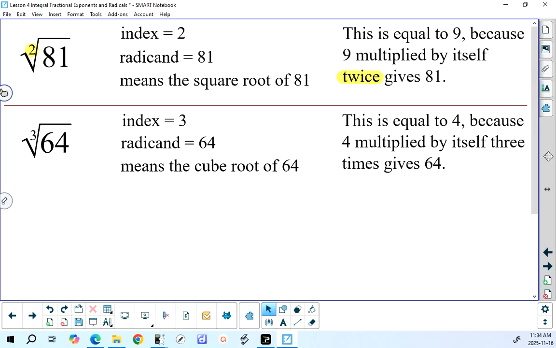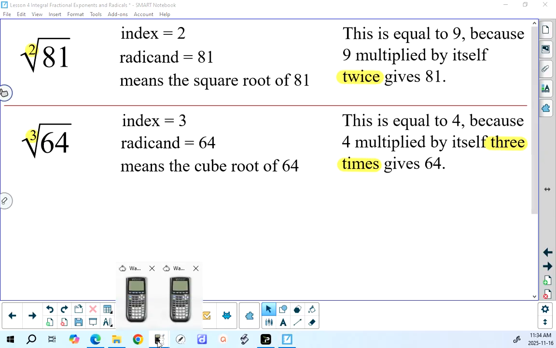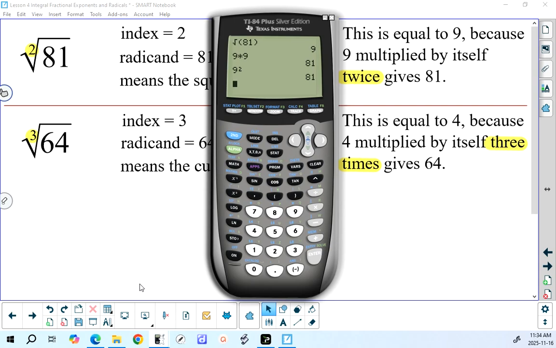The number 4 is the cube root of 64 because 4 multiplied by itself 3 times gives you 64. So again, it's the index which tells you how many times you have to multiply the mystery number by. I could show that to you on your calculator. I could say 4 times 4 times 4. That gives me 64. I could say 4 cubed gives me 64. So the cube root of 64 is 4 because 4 times itself 3 times gives you 64.